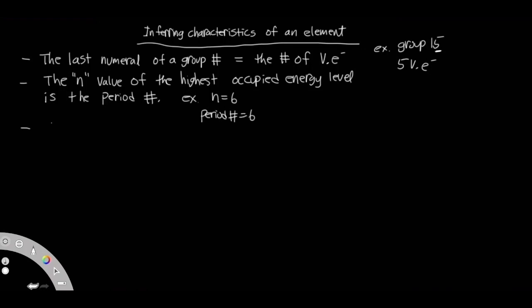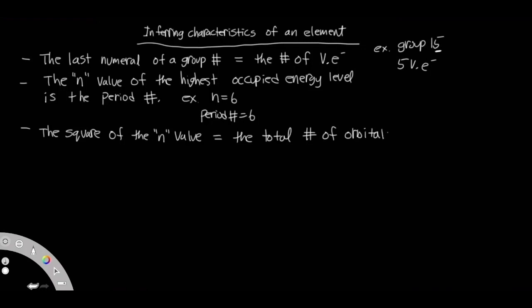Now let's go to our third rule. Here's where it gets a little bit more complex. And this is going to be tied into a formula structure as well as a sentence. The square of the N value is equal to the total number of orbitals in that energy level.